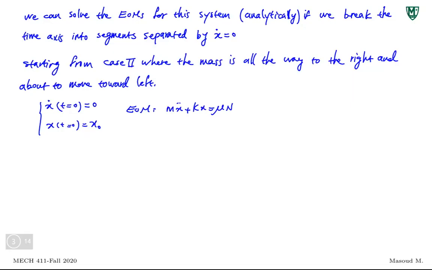Same thing here. This is a second order differential equation, and it's non-homogeneous. We have mu n on that side. Actually, mu m g. Let me just follow what I did there. I plugged in n as m g.